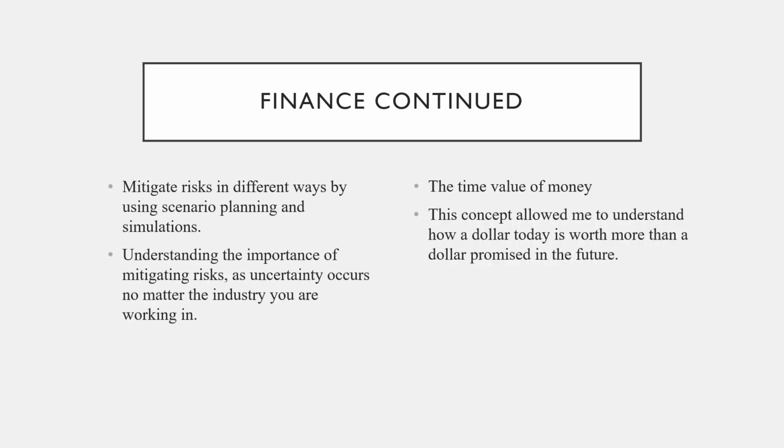So looking at more key takeaways from this course, one is how managers can mitigate risk in different ways by using scenario planning and simulations. We were also able to do an assignment or assignments on this, and I found these very interesting because these two things can help you analyze different situations and see the risk involved before actually pursuing these situations. So going into my future job, I will understand the importance of mitigating risk because uncertainty occurs no matter the industry you are working within.